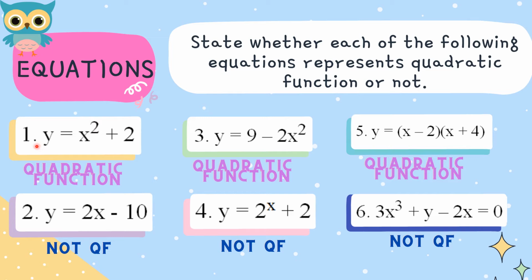As you can see, items number 1 and 3 have a term with a degree of 2. That's why they are quadratic functions. Item number 5, whenever we simplify this or apply the FOIL method, will give us a quadratic function. In item number 2, there is no term with a degree of 2 present. In item number 4, our variable is the exponent x, wherein we do not know the value of this x. While in item number 6, the highest degree of the term is 3. That's why they are considered not quadratic functions.